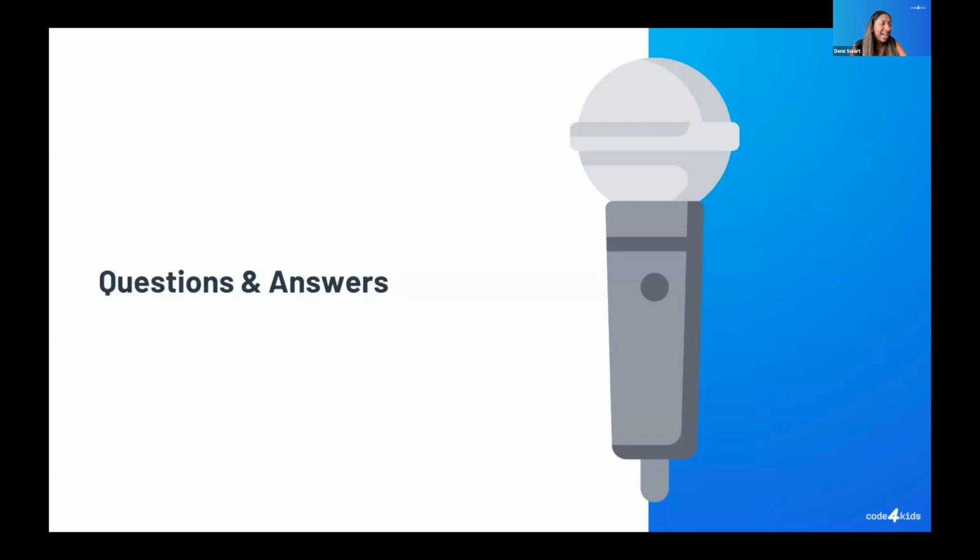Really, really great. Okay, so the next question that we're seeing coming through is, what are effective ways to assess students' learning in coding and robotics? Kim, maybe want to share some insight on how you assess coding and robotics with your students?